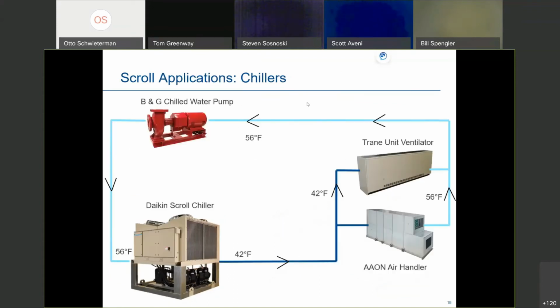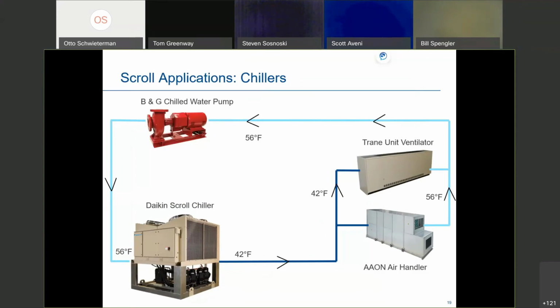Here's an overall high-level view of a chilled water system. So you're going to have your chiller, which is going to cool down that water. Typically you're going to have a 42-degree supply water temperature going out to the space. And you're going to have a pump that's going to be moving the water throughout this entire building.